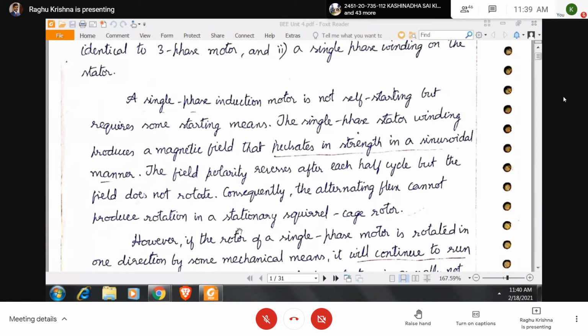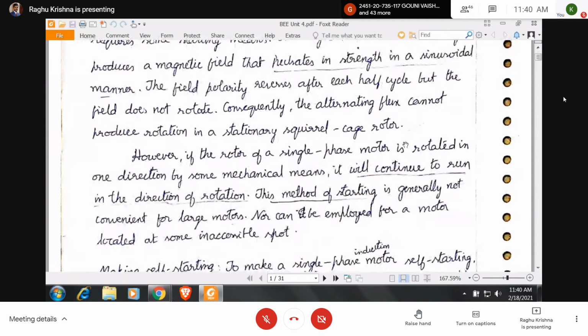Consequently, the alternating flux cannot produce rotation in a stationary squirrel cage rotor. However, if the rotor of a single phase motor is rotated in one direction by some mechanical means, it will continue to rotate in the direction of the rotation. So here one advantage is, if the rotor of a single phase motor is rotated in one direction by some mechanical means, it will continue to run in the direction of rotation.